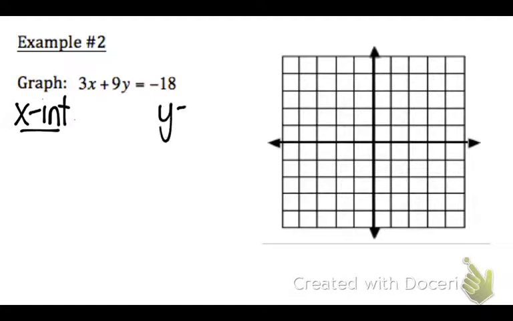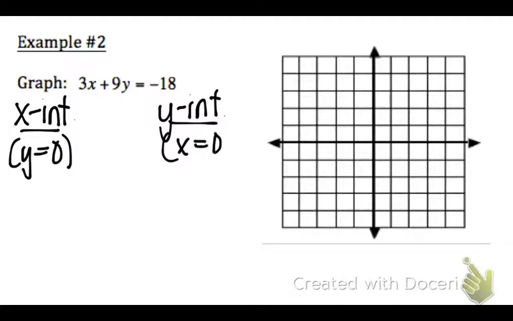and the y-intercept. I like to divide up my workspace, kind of like I'm doing here. I'd like to remind myself, okay, for x-intercepts, that means that y has to be 0. And for y-intercepts, x has to be 0. Okay, so I'm going to take this equation right here, and I'm going to rewrite it, but I'm going to put in 0 for y.